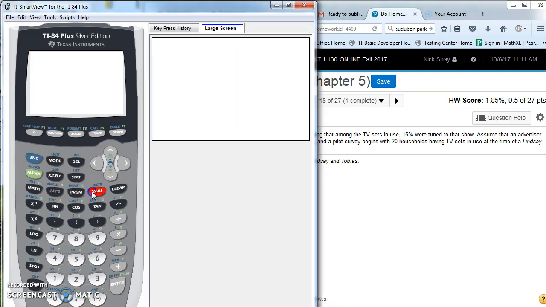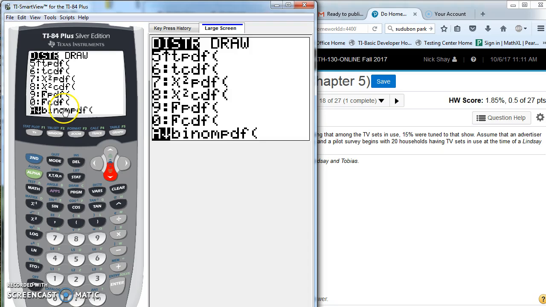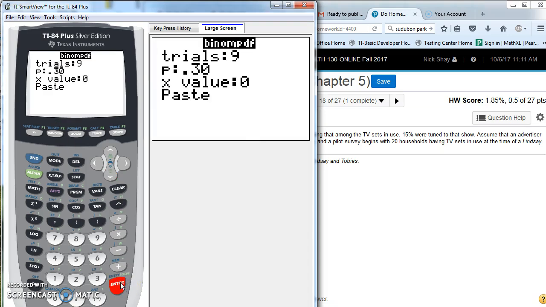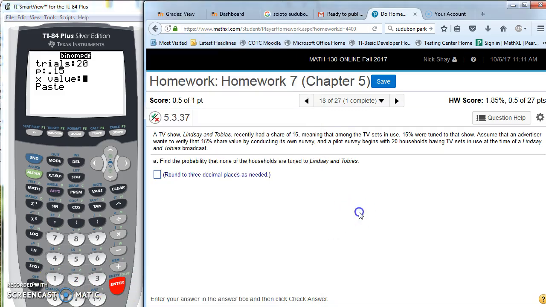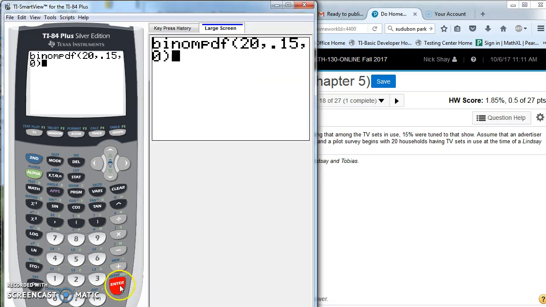So we're going to go to second and then the VARS, and we're going to scroll down. It might be 0, it might be A depending on your calculator, but just go down until you see binomial PDF. Hit enter. If you have a TI-83, you're just going to put the numbers directly in. How many households were we surveying? 20. What is the probability of success? The claimed probability of success is 0.15, and we're trying to find the probability that none of the households were tuned in. So that x value is 0. And when we run this, again, if you have an 83, you're just going to type in 20, comma, 0.15, comma, 0. So you just type it in directly.